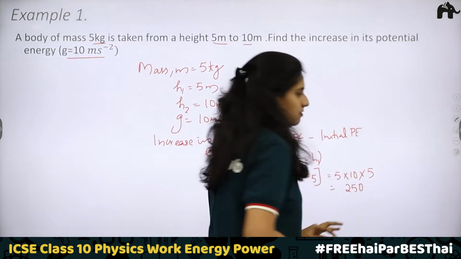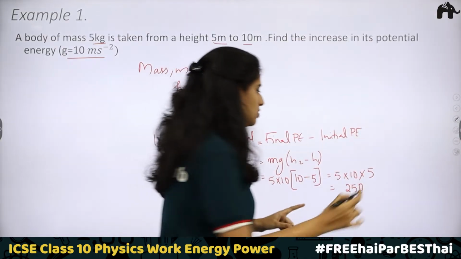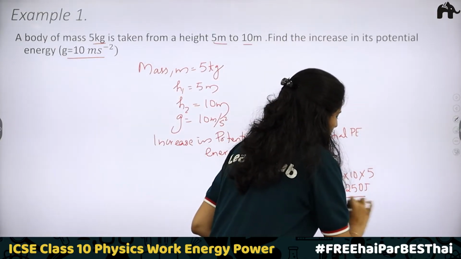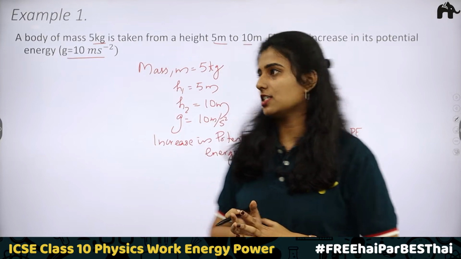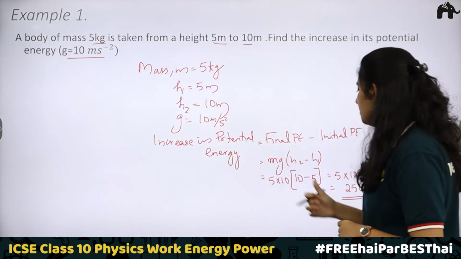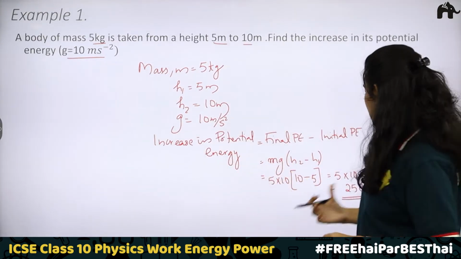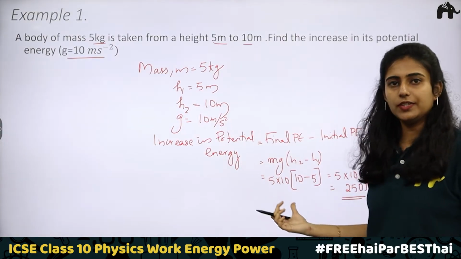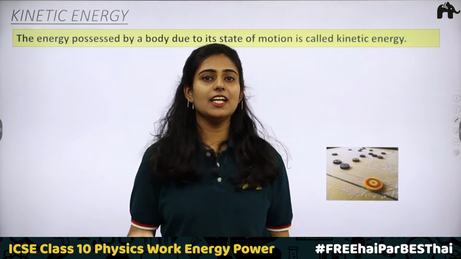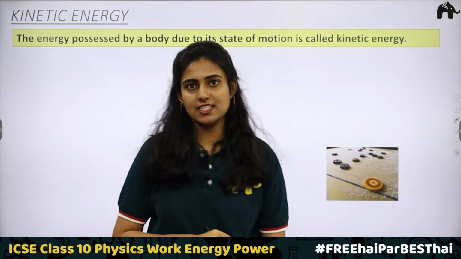What is the unit? Unit of energy will be joules. Unit of work and energy are same. Unit of gravitational potential energy will also be same. Therefore, the increase in potential energy is 250 joules. Okay. Next, we are going to discuss the second type of mechanical energy, which is kinetic energy.